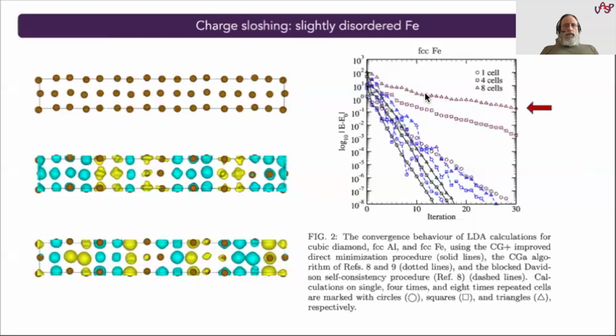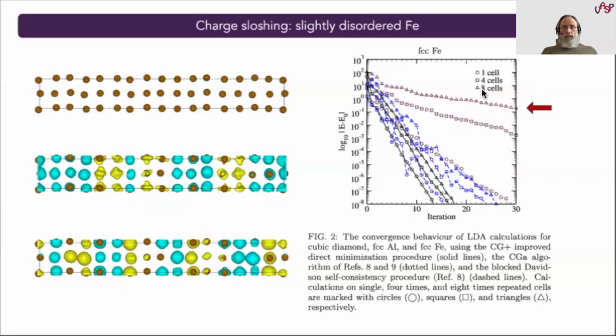Here we see an example. This line you see here is the difference between the total energy and the ground state energy for this disordered iron cell with eight cells, I said, right? And this is conjugate gradient, right? So it converges exceedingly slowly.